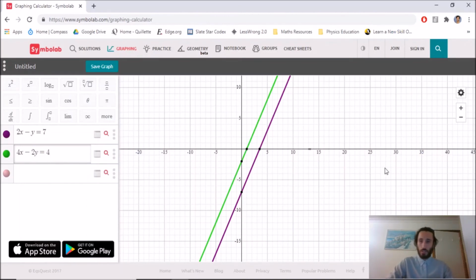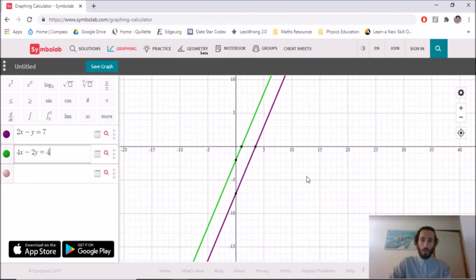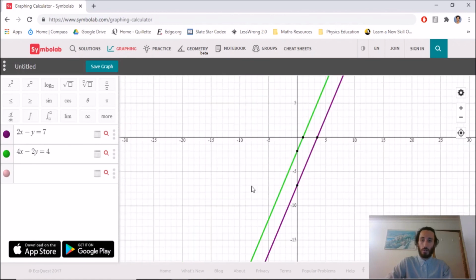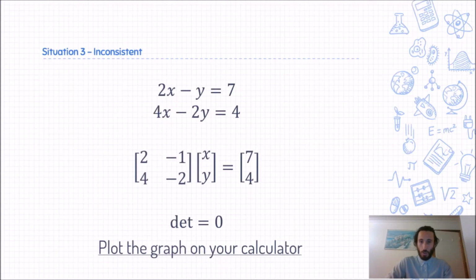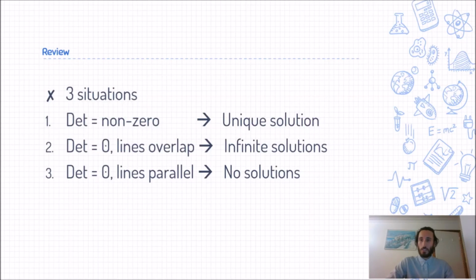Okay, we can see here the purple and the green lines don't cross, and we can see that they are parallel and they're never going to cross. So we call that situation inconsistent. You can do this in your CAS as well, and you'll find the same thing. The lines are parallel. So in summary, we have three situations that can arise.